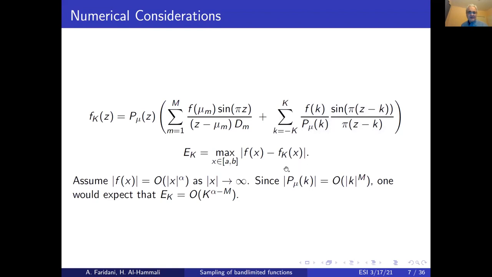So let's do some numerical considerations. Our truncated function f_K(z) is obtained by truncating the infinite series at K. And our goal is to reconstruct in a finite interval [a,b]. So we look at the maximum error depending on the cutoff value capital K in the finite interval [a,b]. So that is the maximum of the difference between the exact value f(x) and the reconstructed value f_K(x). Now let's make a rule of thumb prediction about convergence speed.